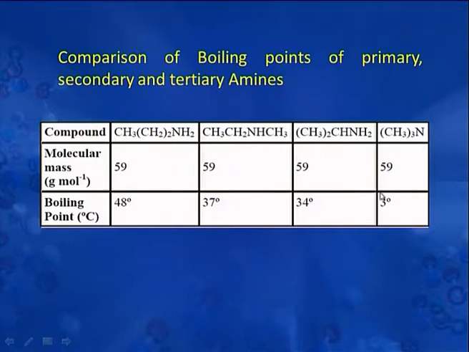So, out of the 4 amines, if we look at their boiling points, you find that tertiary amines have the lowest boiling point, and the reason is that they cannot have hydrogen bonds. The molecules of tertiary amines do not have association, and that is why they boil at a lower temperature as compared to their primary or secondary counterparts.